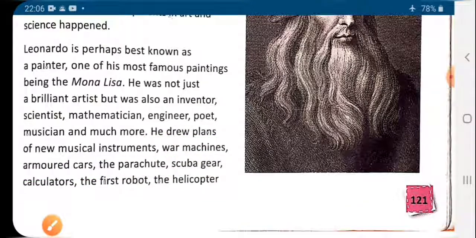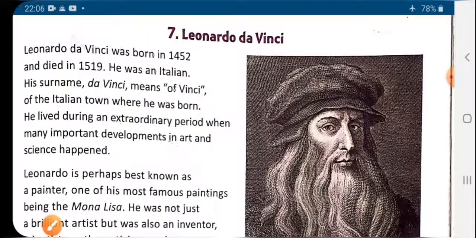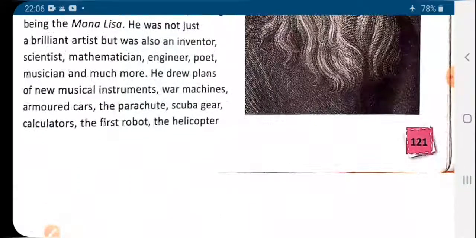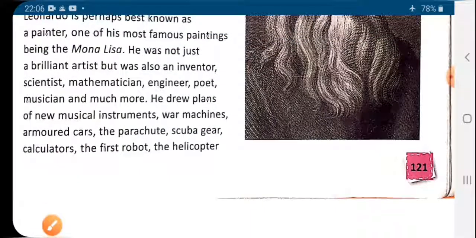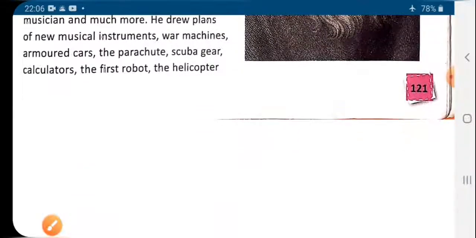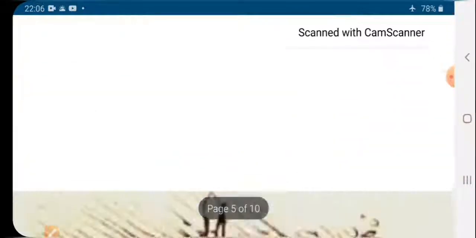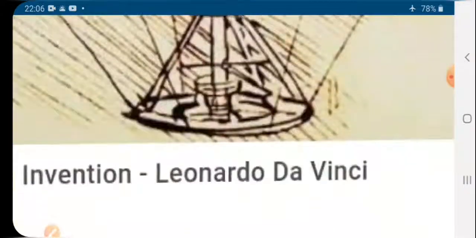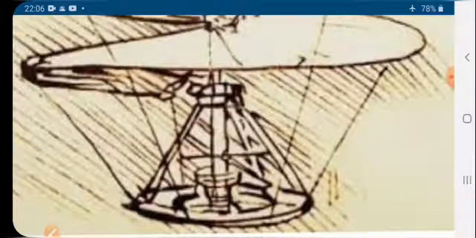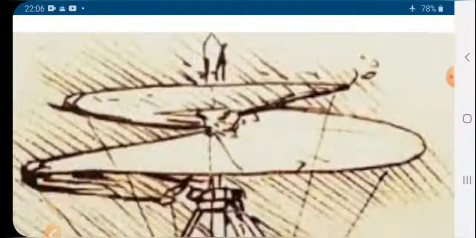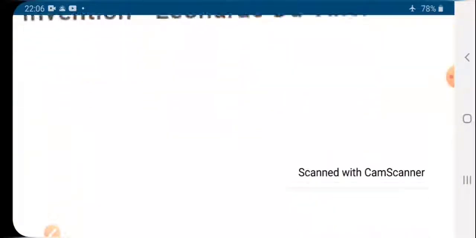Means the period was 1452 to 1509. In this period, he just drew the plans. He just drew the plans of all these instruments. The first is the painting of Mona Lisa, and I can show you. This is also an invention of Leonardo da Vinci. He just drew the plan at that time.